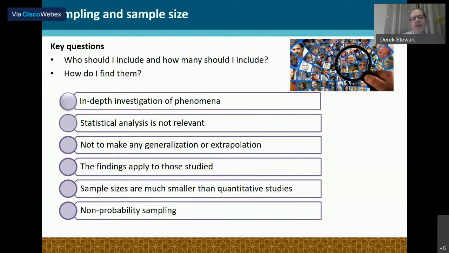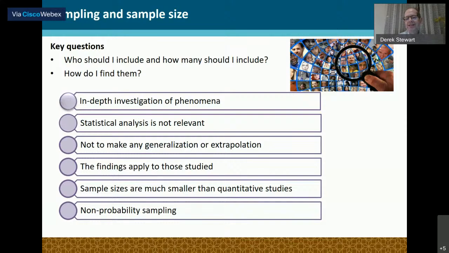But one of the key things we need to think about is who are we going to include in qualitative research, and how many of them do I need, and where do I get them? And it's very, very different to quantitative in terms of sampling and sample size. So you have to remember qualitative research, we're not going to use 2,000 people. Statistical analysis is not relevant at all in qualitative research.